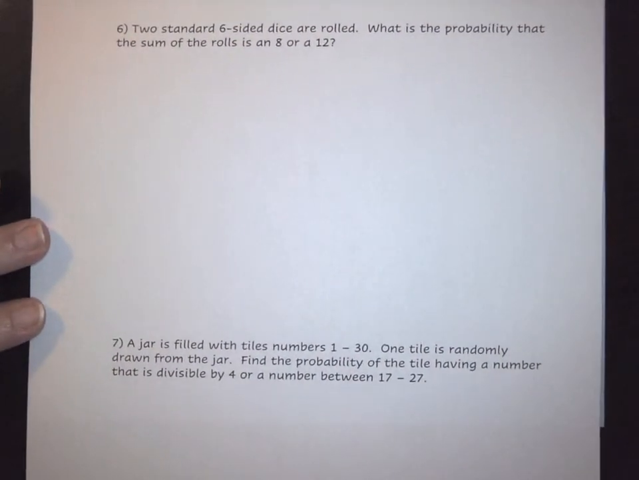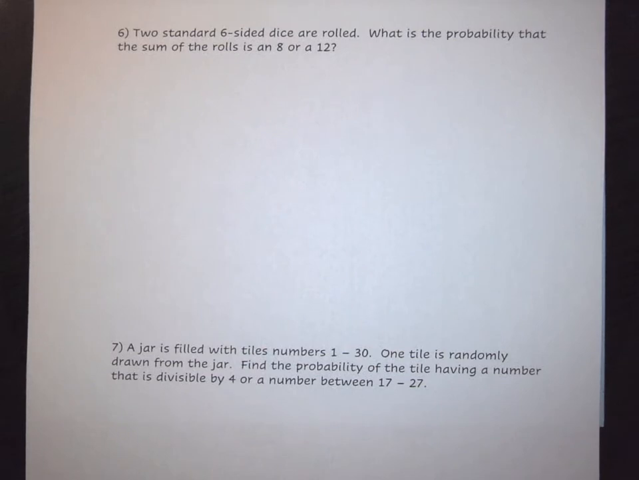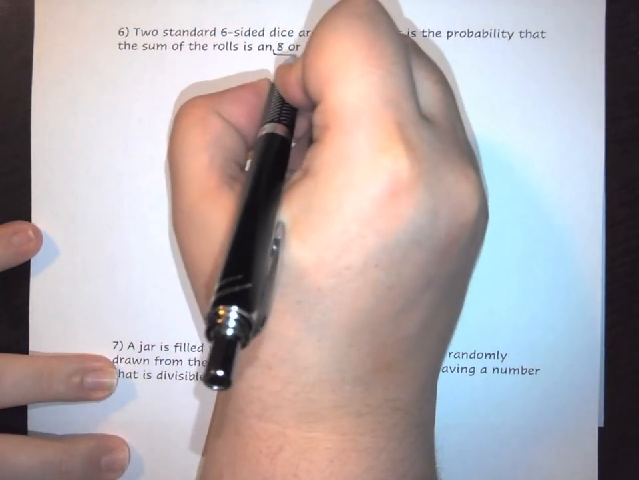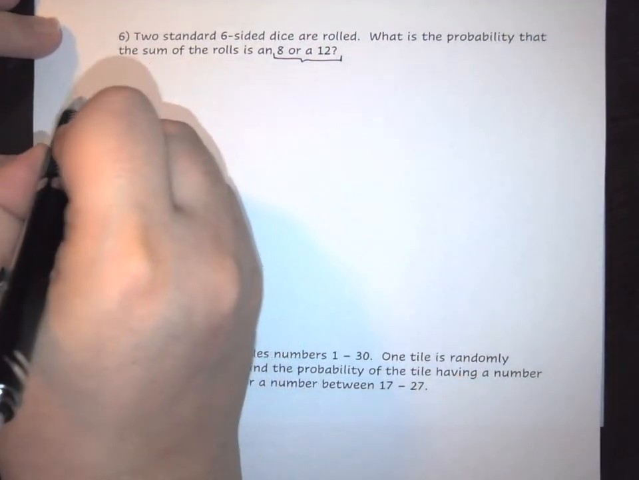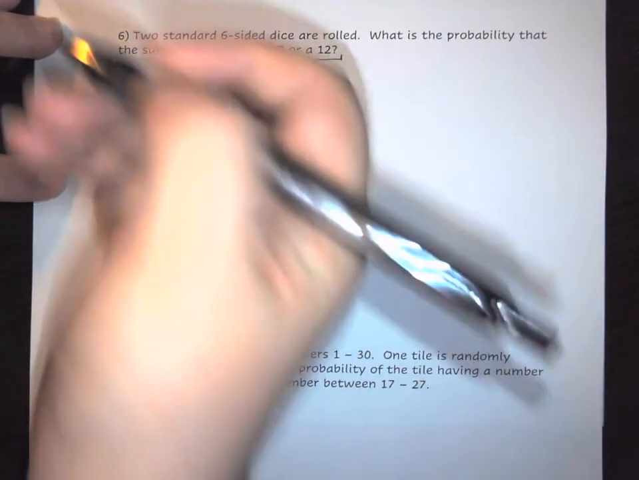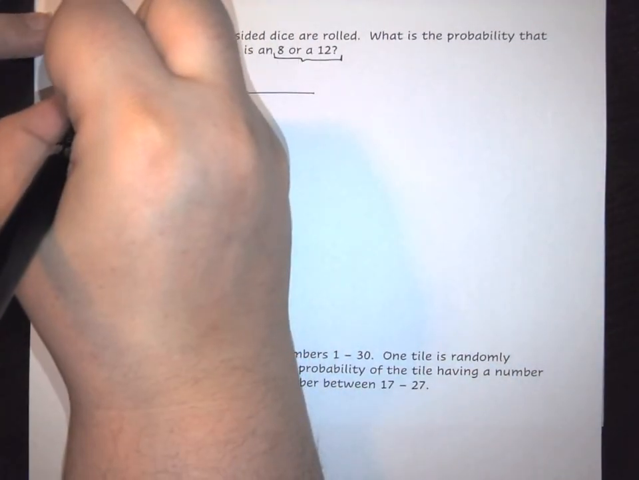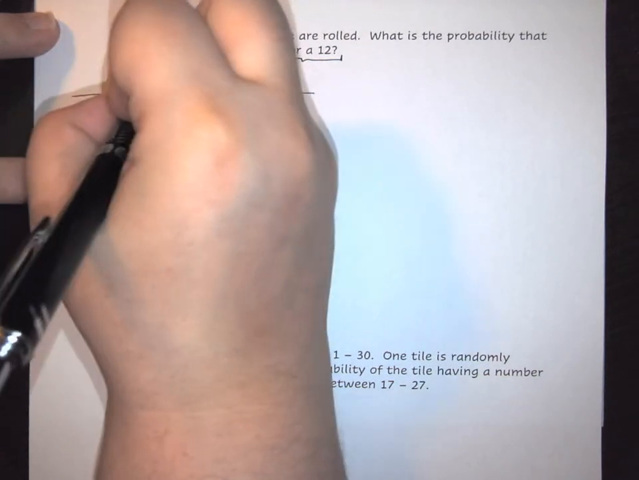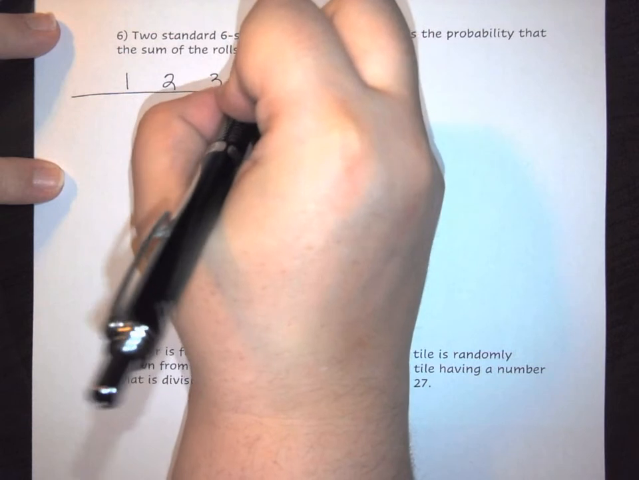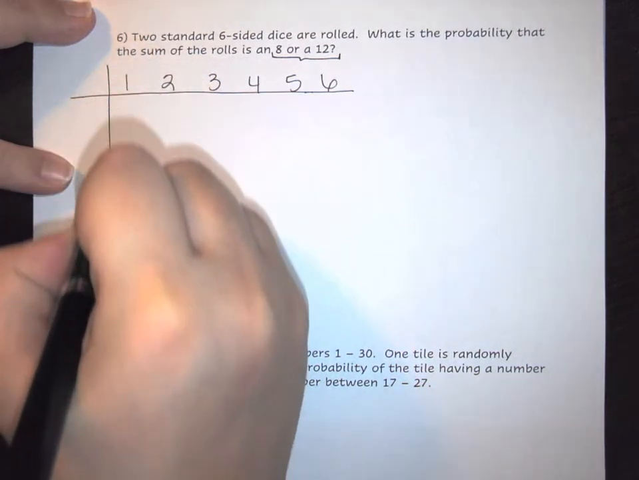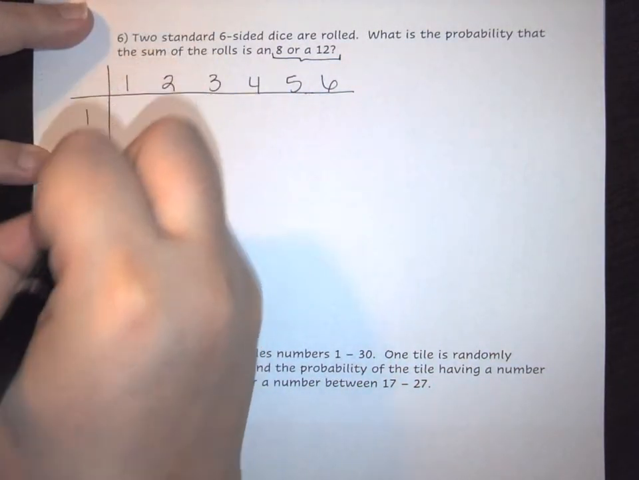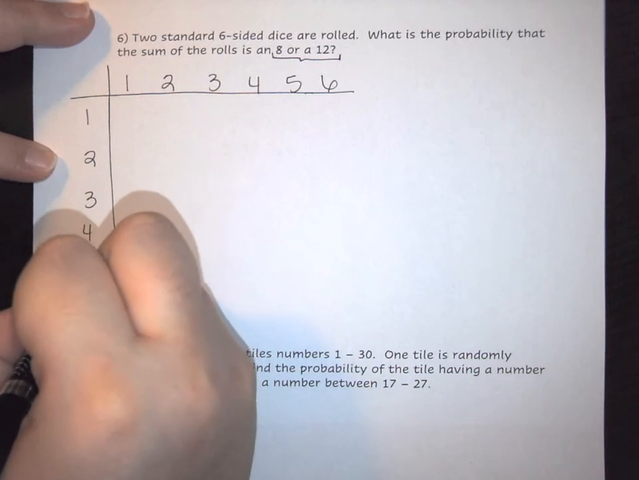Alright, let's try another one. Here we have two standard 6-sided dice are rolled, and we want the probability that the sum of the rolls is 8 or 12. So again, we have our important piece right here is 8 or 12. So the easiest way I would solve this is I would do what's called create a little table. So I know that I have a dice, so I've got 1, 2, 3, 4, 5, and 6. And then I also know that it would come down 1, 2, 3, 4, 5, 6.